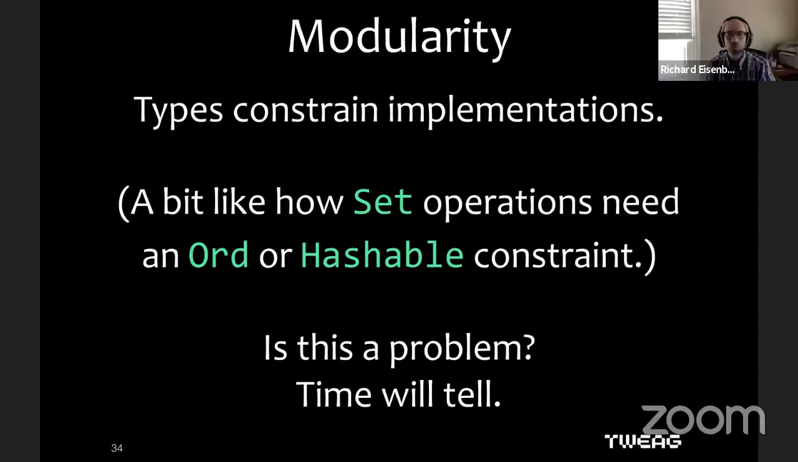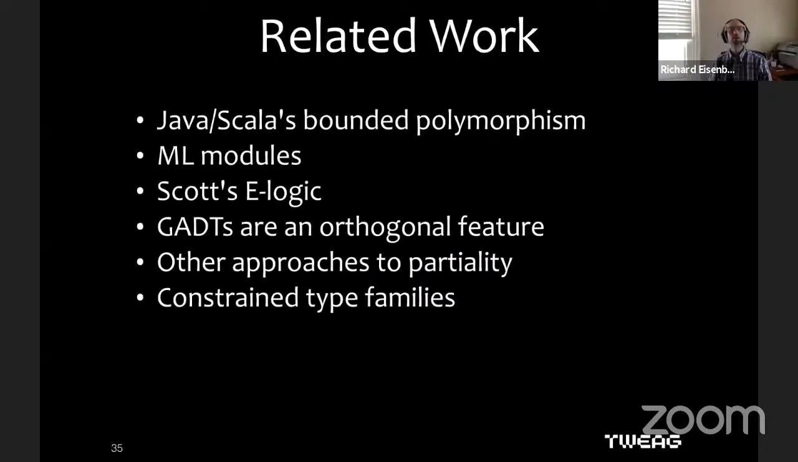Okay, so I'm just going to plow through. I have one more slide. So there's some related work. I mentioned a little bit about Java and Scala's bounded polymorphism. That's a really different approach. Again, it's unclear how to take that more subtyping approach and work it with type inference that initially was born from the Hindley-Milner style.